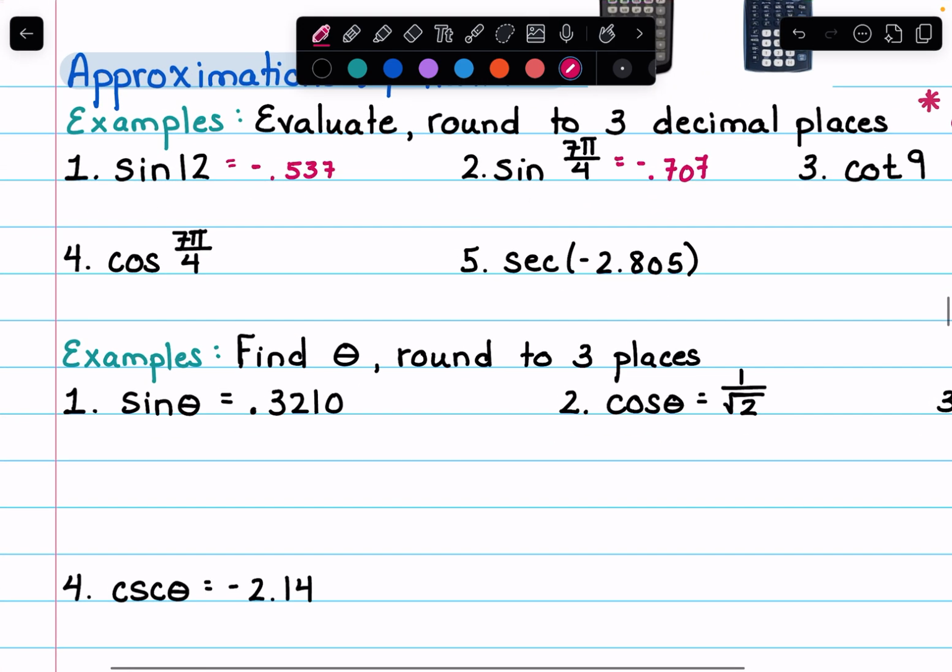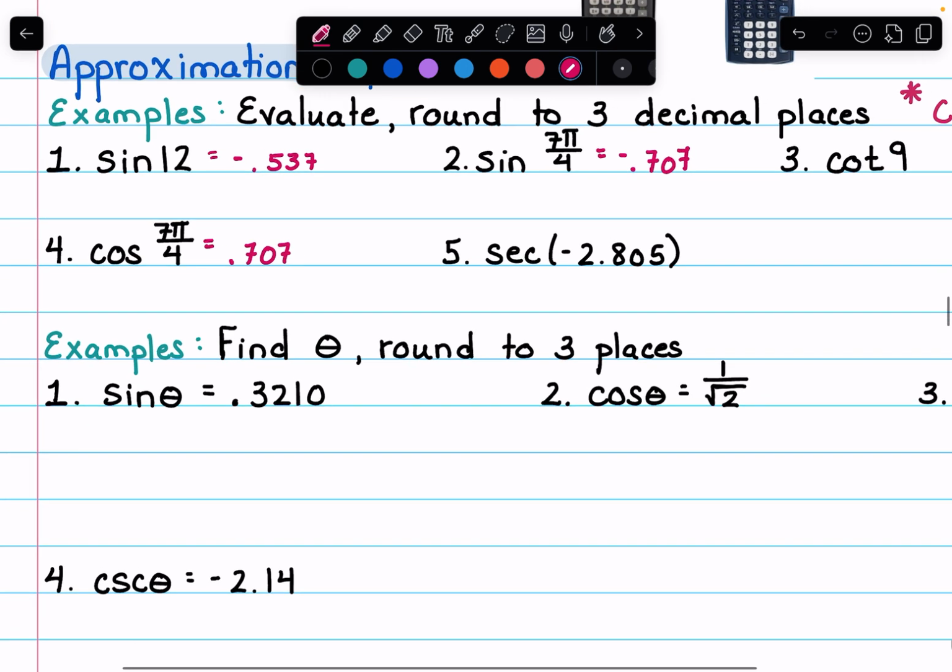Okay, we're going to go to number 4. Same thing. You're going to do that same thing. But this time it's the same angle. So they're both 7 pi over 4, but it's just cosine, 0.707, which is actually 1 over the square root of 2. So we could use our triangles for that one. And we did just a second ago. We actually used our triangles to solve sine of 7 pi over 4, I believe.